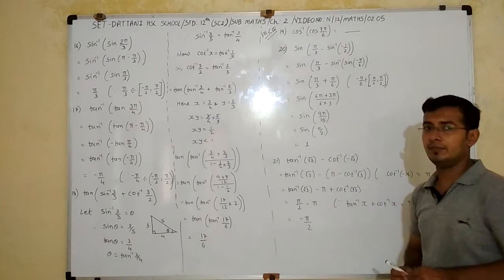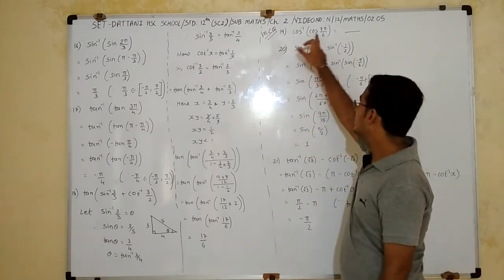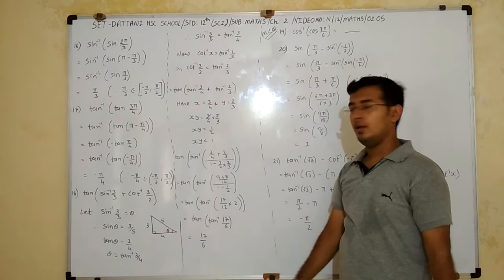Next, the 19th one is an MCQ, cos inverse cos 7 pi by 6. You have to solve it yourself.